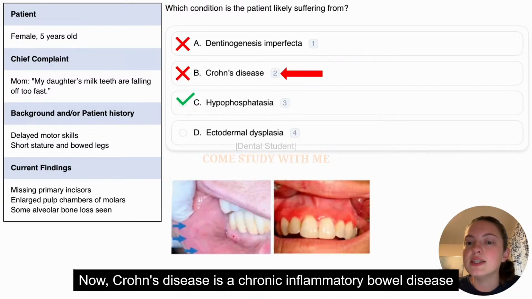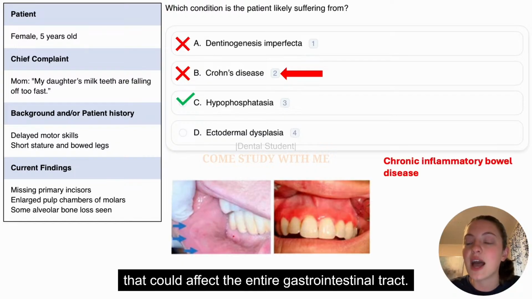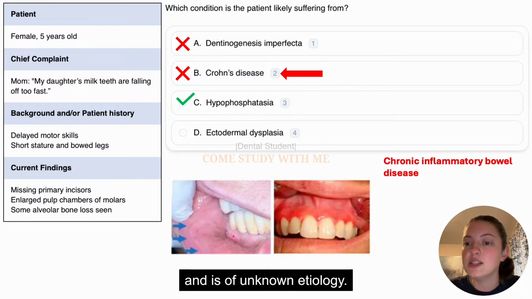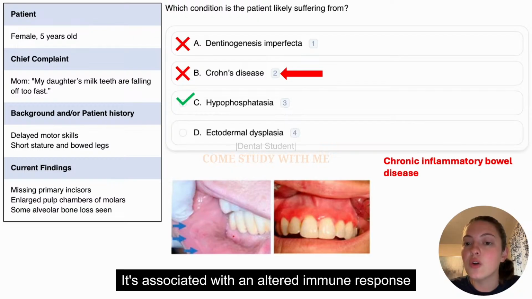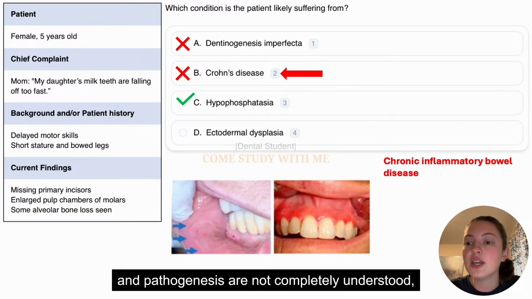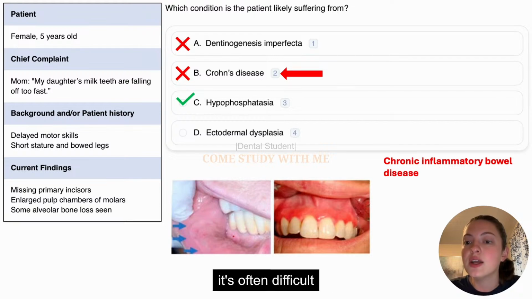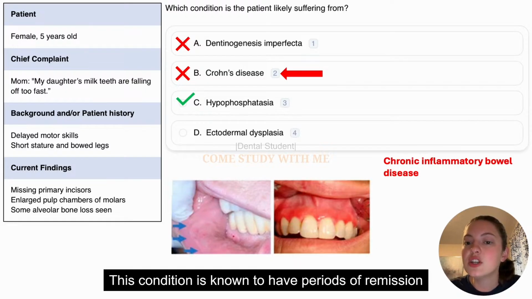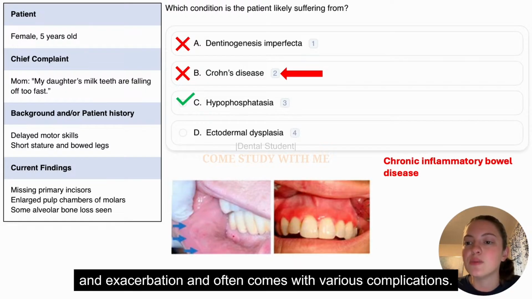Next, we have Crohn's disease. Now, Crohn's disease is a chronic inflammatory bowel disease that can affect the entire gastrointestinal tract. The condition is characterized by swelling and inflammation of the digestive tract and is of unknown etiology. It's associated with an altered immune response and has a strong genetic association, but since the etiology and pathogenesis are not completely understood, it's often difficult to get an early diagnosis for a patient. This condition is known to have periods of remission and exacerbation and often comes with various complications.